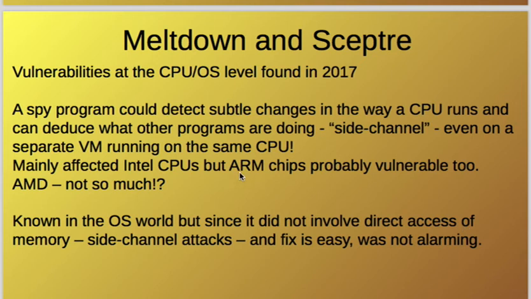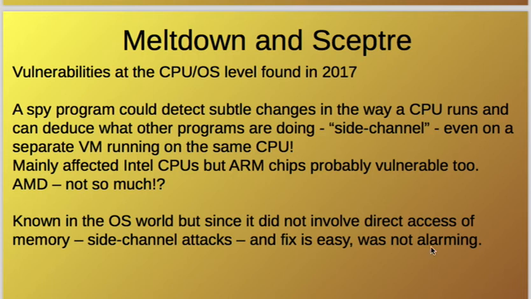There, what was happening was you were looking at what the CPU was doing and then sort of deducing what it was doing with other programs. And so this is something that's pretty esoteric. It was actually known in the operating system world that this could happen, but since it didn't involve this direct access of memory, it only involves side channel attacks, people just didn't bother about it. The fix is easy, and it was not extremely alarming to most OS people.